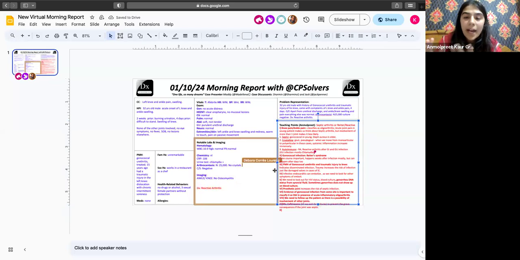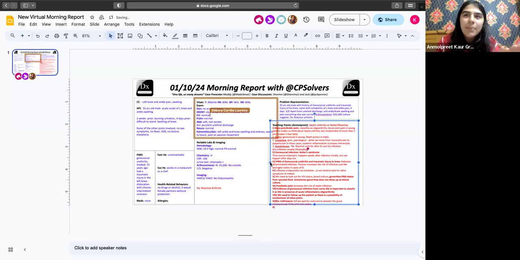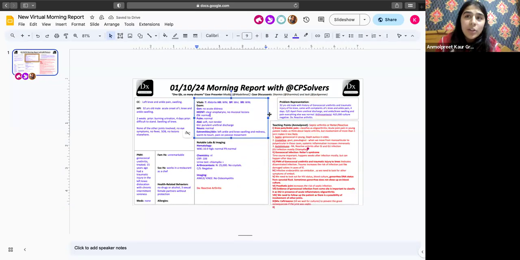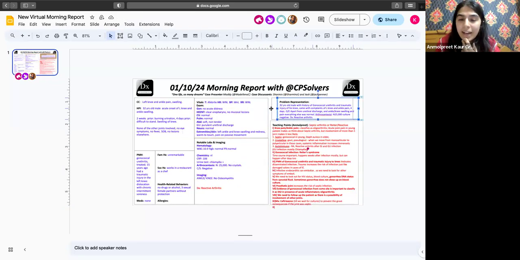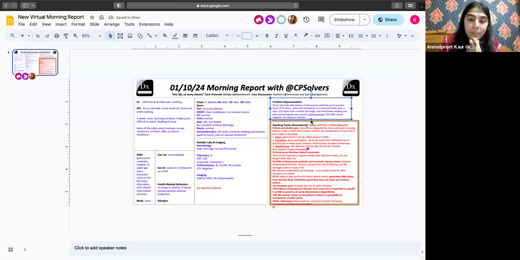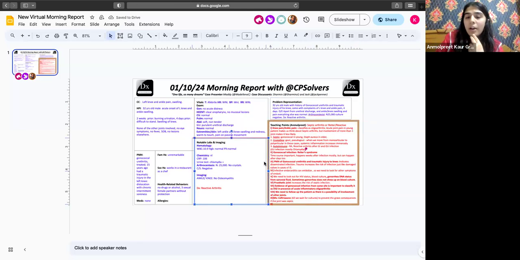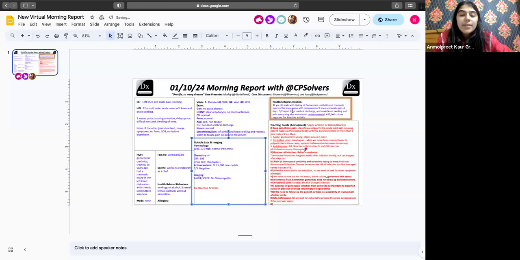So basically, what is reactive arthritis? It is just another name for Reiter syndrome, and it is characterized by a triad of urethritis, conjunctivitis, and arthritis. So here we had that urethritis, the purulent discharge. In this case, time course is very important because Reiter syndrome happens weeks after infection mostly, but can happen after some days too, as clinical presentation varies from person to person.